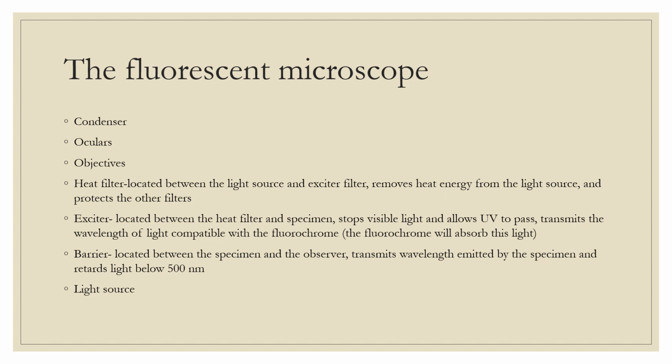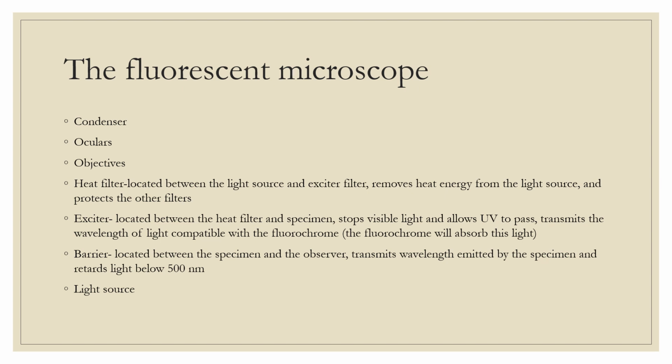The fluorescent microscope has several parts that I want to talk about. It has a condenser very much like a bright field condenser. We have our oculars and objectives that are very much like a bright field microscope. And then we have a couple things that are unique to a fluorescent microscope. For example, we have a heat filter, which is located between the light source and the exciter filter. And this actually removes heat energy from the light source and protects the other filters.